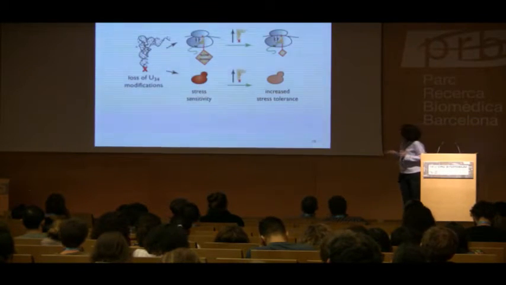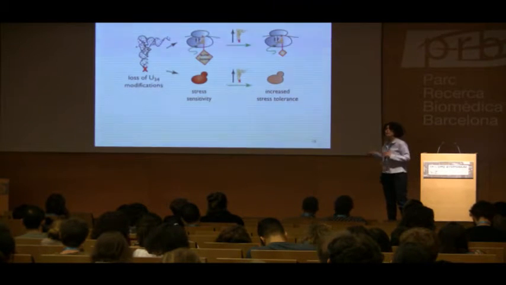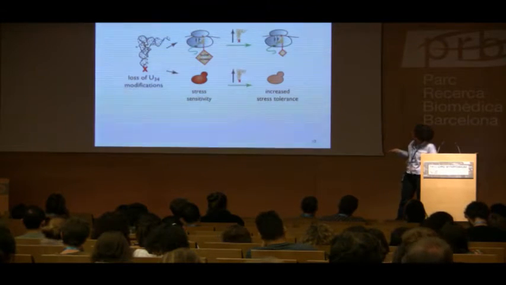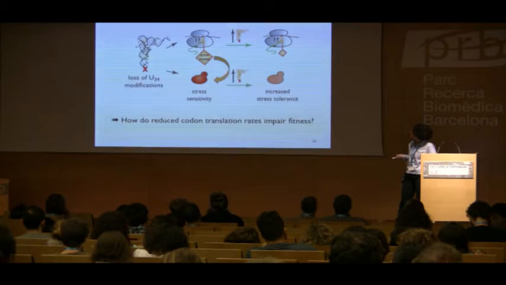So what we saw is that modifying wobble uridines is important for maintaining proper decoding speed at a subset of codons, and that this somehow leads to maintaining the ability of cells to respond to stress. But how can we tie these two very different things together?